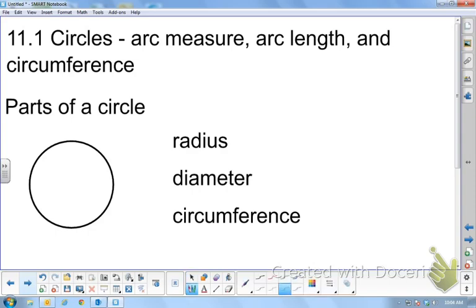Oh boy. It's round. It is round. That is true.